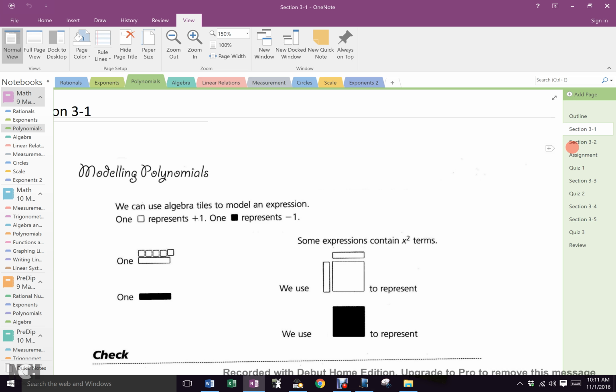Okay, so now, guys, remember yesterday we were playing around with the blocks. If you were here, you remember it. If you weren't, you're going to want to pay very close attention right now. This is what we are going to use. We're going to use these things called algebra tiles.